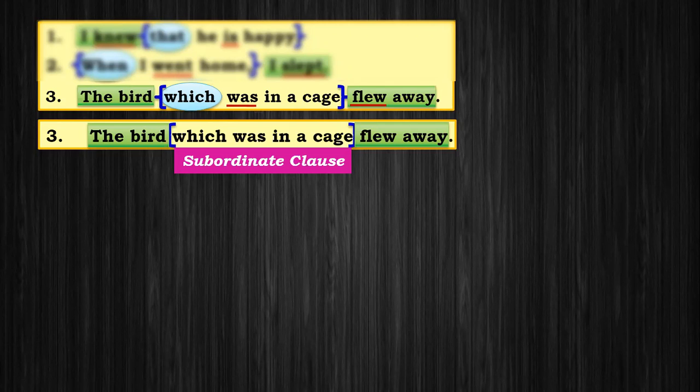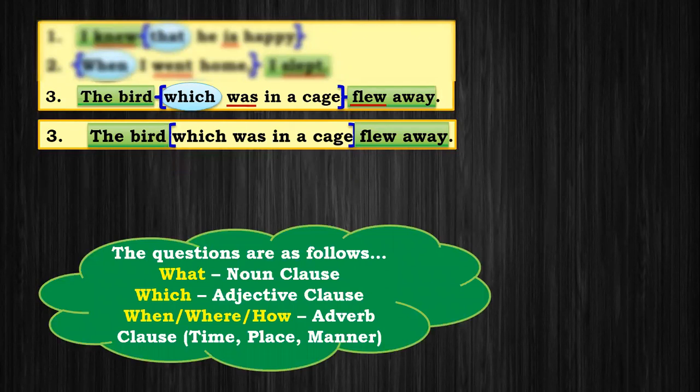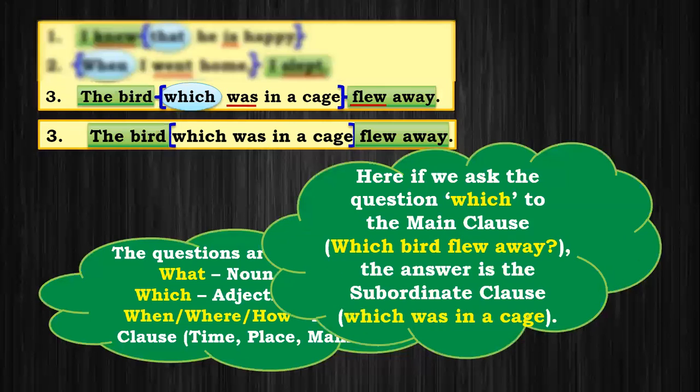So time to ask the question. Let's try. The bird flew away. What? What bird flew away? No, it's not answering. Which bird flew away? Wait a minute. It's helping me to answer the question. Which bird are we talking about? Exactly, the one which was in the cage, or that was in the cage. Hence, it is a subordinating adverb clause, I'm so sorry, it is a subordinating adjective clause.